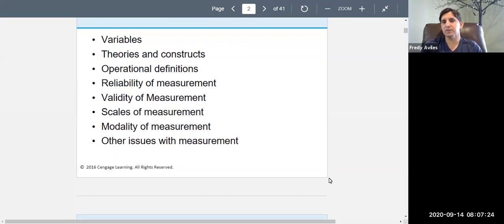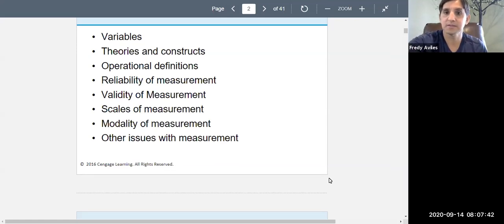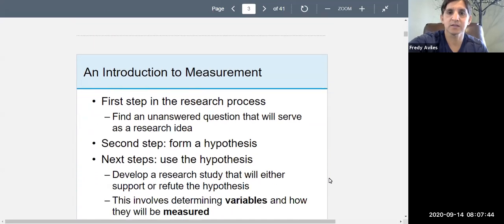What does it mean for something to be reliable? What does it mean for something to be valid? So validity of measurement. And that's about as far as we'll get today. And then on Wednesday, we'll talk about scales of measurement, modality of measurement, and other issues with measurement. Okay, so today it's just a chapter on measurement. Okay, so let's get started.